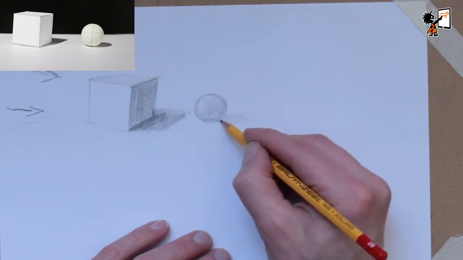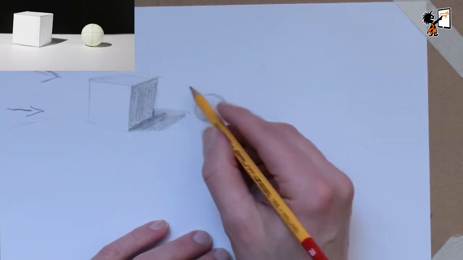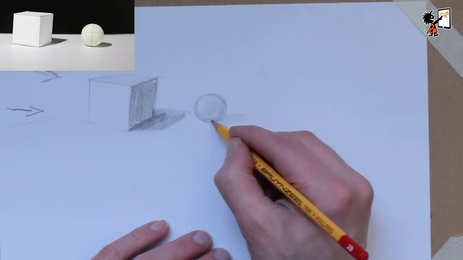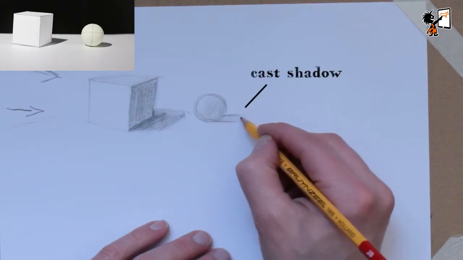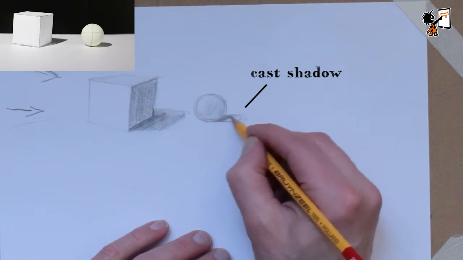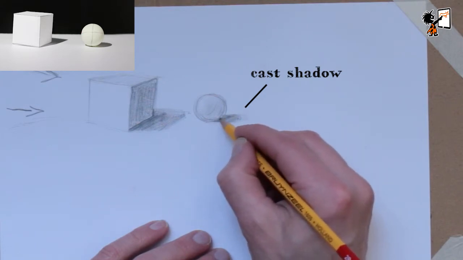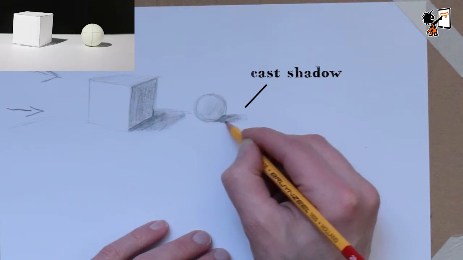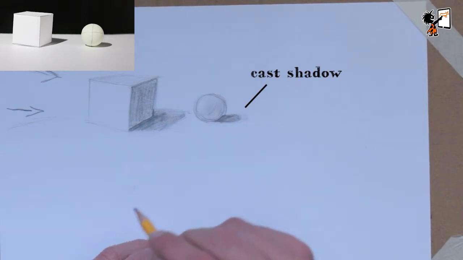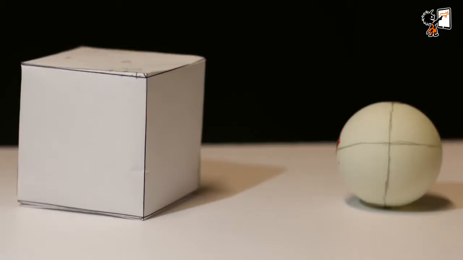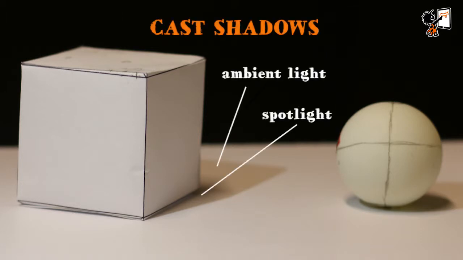Now I draw the cast shadow. Where the ball meets the floor, the shadow is the strongest. The next picture has two light sources, one ambient light and a spotlight. As you see in the picture, the object has two cast shadows. One cast shadow that is lighter than the other.